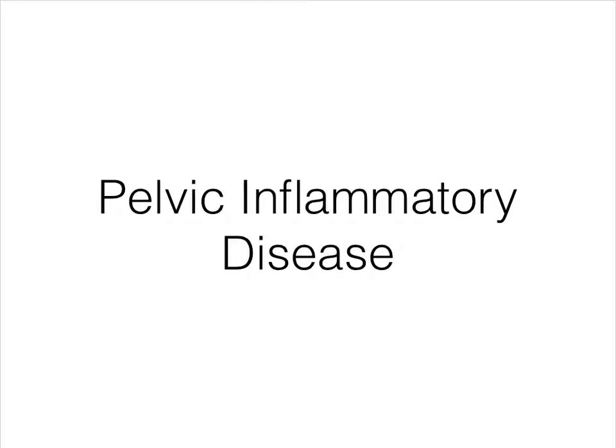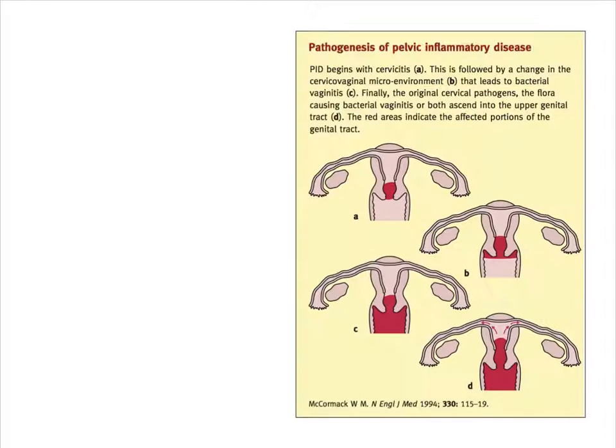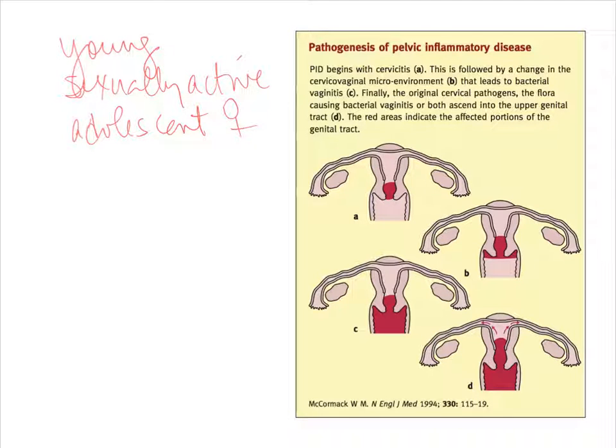Now let's look at our last possible differential diagnosis: pelvic inflammatory disease. Pelvic inflammatory disease, or PID, is a major health concern because it can cause long-term reproductive disability. It's particularly common among young, sexually active, and adolescent women. Acute PID is an ascending infection caused by microbes, usually Chlamydia trachomatis or Neisseria gonorrhoeae.